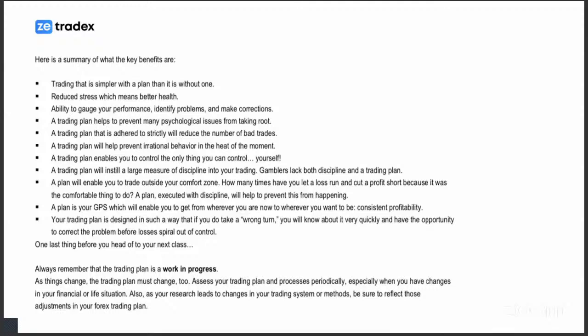So one last thing before you head off to the next class, always remember that a trading plan always will be a work in progress. As things change, the trading plan must change too. Assess your trading plan and processes periodically, especially when you have changes in your financial or life situation. Also, as your research leads to changes in your trading system or methods, be sure to reflect those adjustments in your forex trading plan.